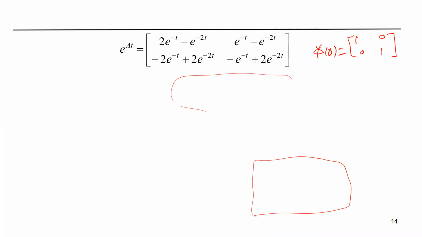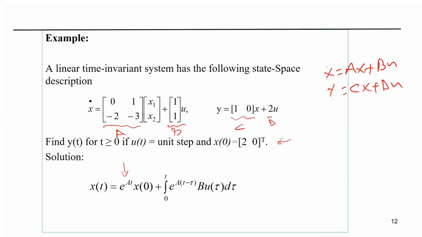Doctor, in the previous example, the two inputs were step functions. What do you mean the two inputs? We have one input. Where are two inputs? In this example, we have one input. It is a single input, it's only u. One input and the two outputs? One output, because C equals 1 0.